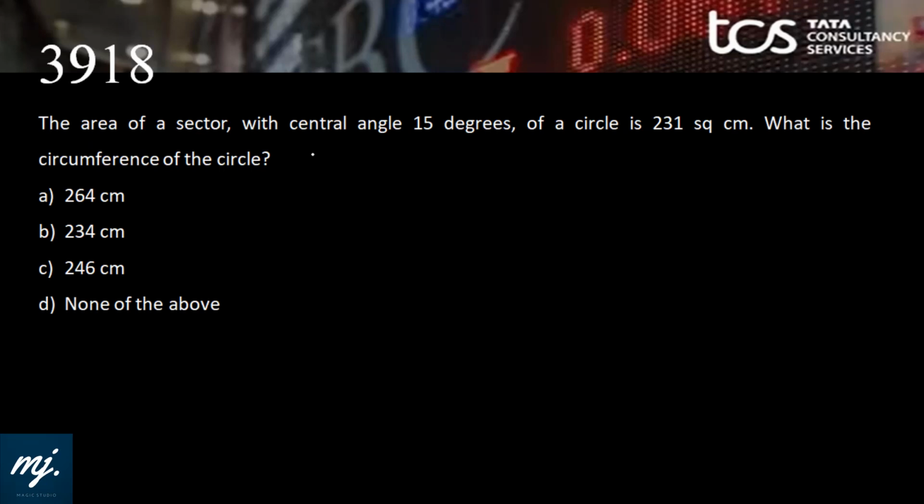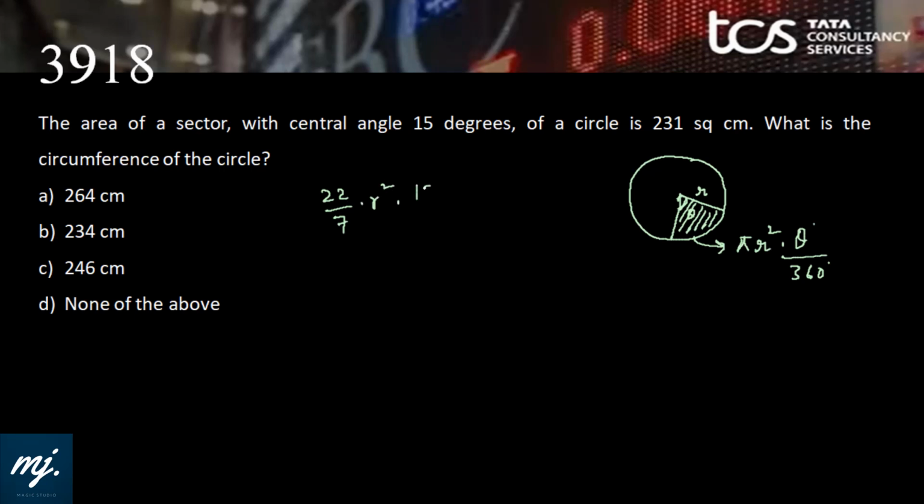Now, the area of the sector. Okay, we have a circle, and if this is the angle theta, then the area of the sector with radius r is given by pi r square into theta by 360, with theta in degrees. Area of the sector with central angle 15 degree, that means theta is 15 degree, is 231 square centimeter. That means pi r square into 15 by 360 is equal to 231.